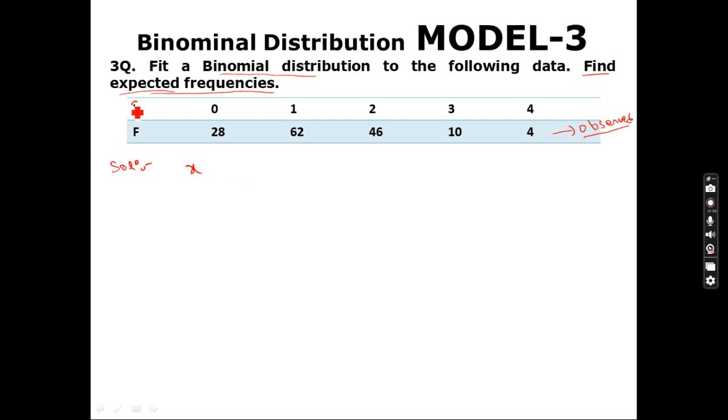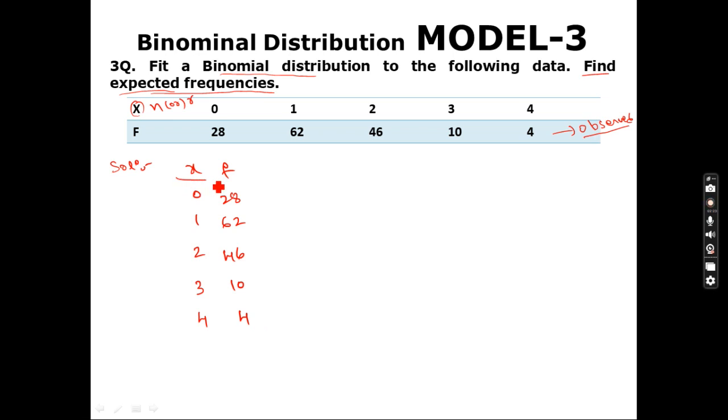In some questions, in place of x they will give n, or sometimes they may give r. Don't get confused; x, n or r are all the same. I am taking it as x. The values of x are 0, 1, 2, 3, 4, and the frequencies are given as 28, 62, 46, 10 and 4.